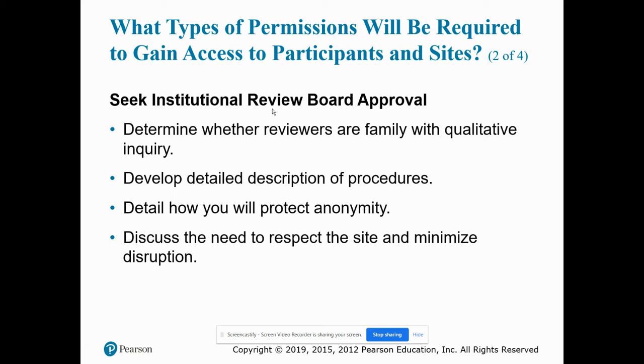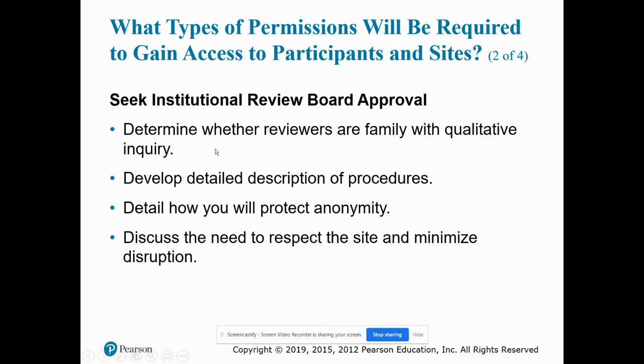Now, when you're getting that approval, you need to determine whether reviewers are familiar with qualitative inquiry. You're going to develop a detailed description of the procedures for them, detail how you will protect their anonymity and keep it anonymous. And you're going to discuss the need to respect the site and minimize disruption. So this should be familiar.